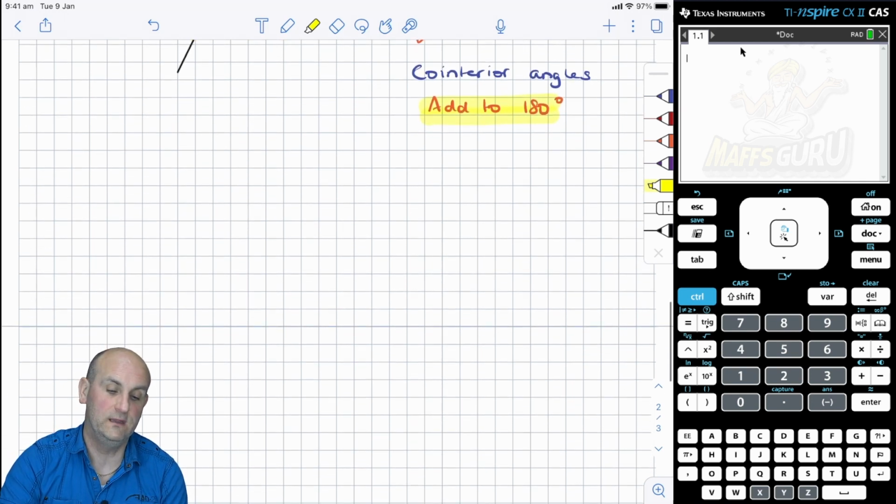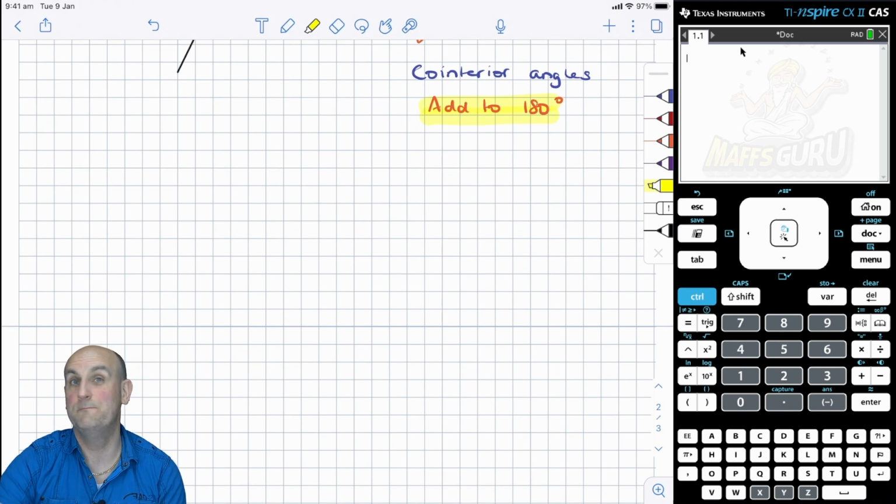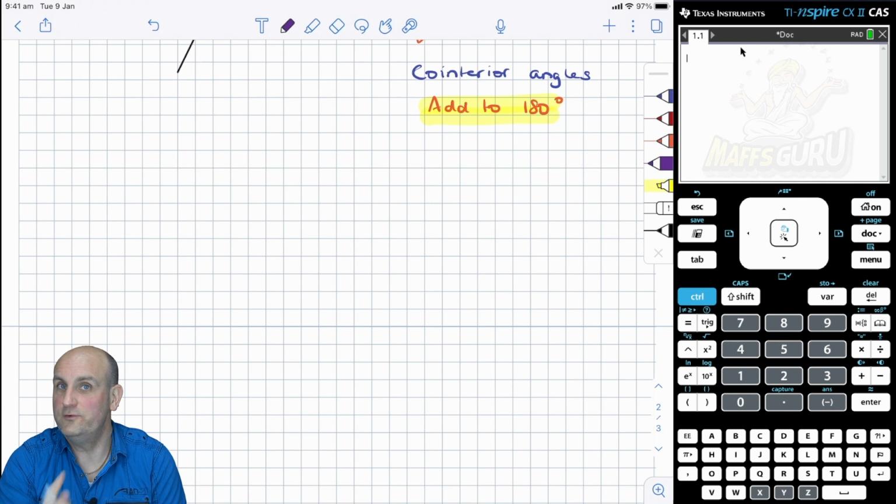Now, why is this important to me? Well, believe it or not, it comes in really useful later on in bearings when you get to that in year 9. I don't know if we do it in year 8, can't remember. But basically, that U rule is used a lot, and generally to try and trick you.